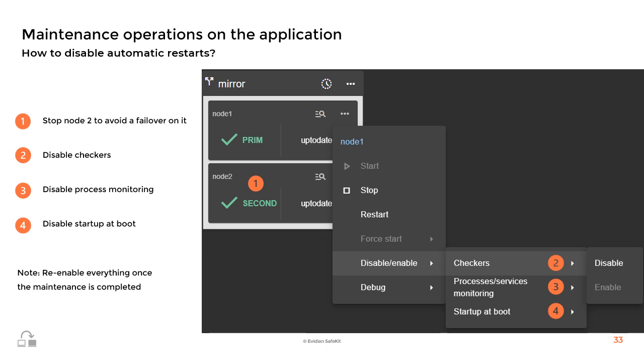At Step 4, disable the automatic startup of the module at boot to ensure that the application integrated into the module will not start at boot with the module startup. Please note that disabling monitoring is permanent, even after a node's reboot. Therefore, you must re-enable everything once the maintenance is completed.